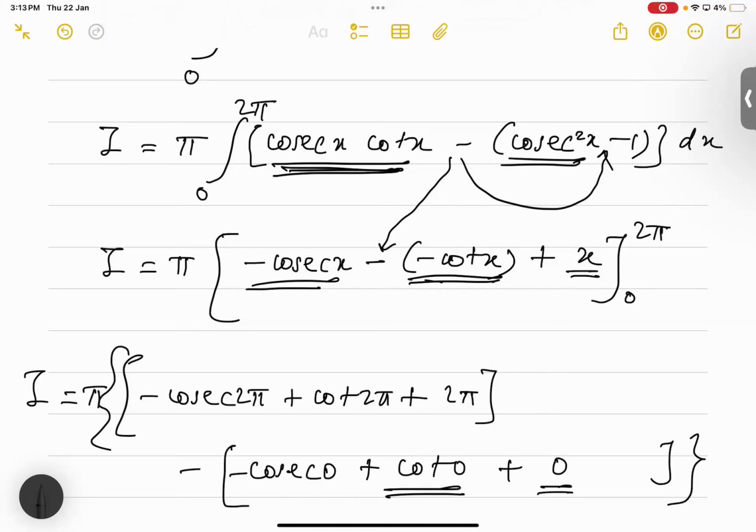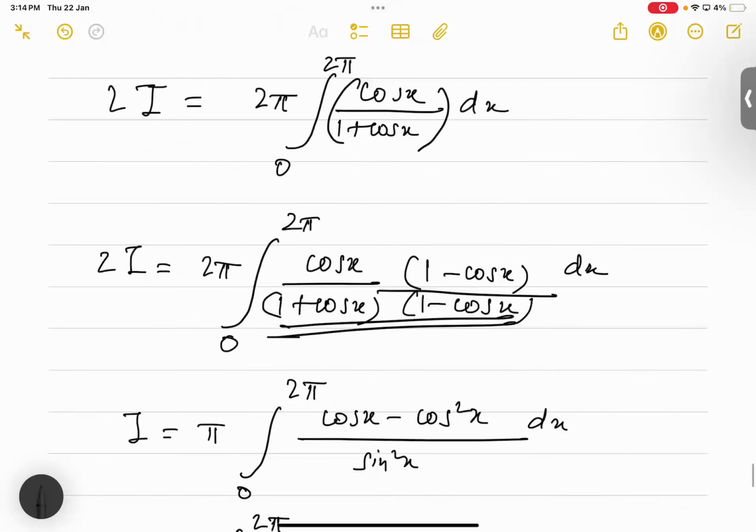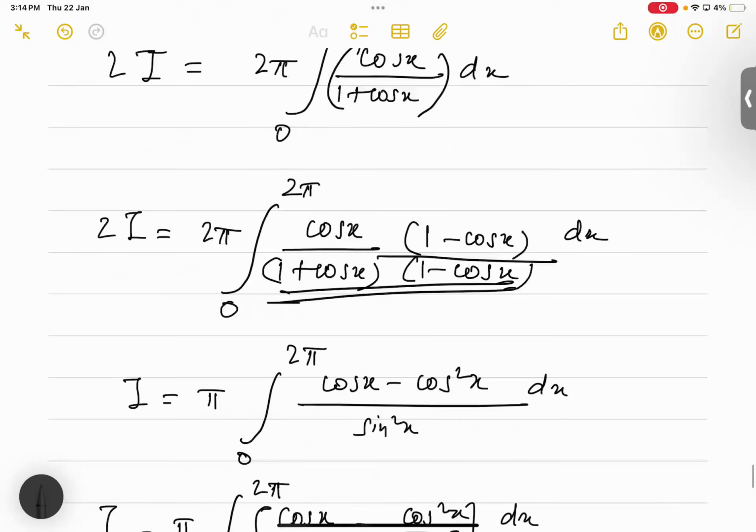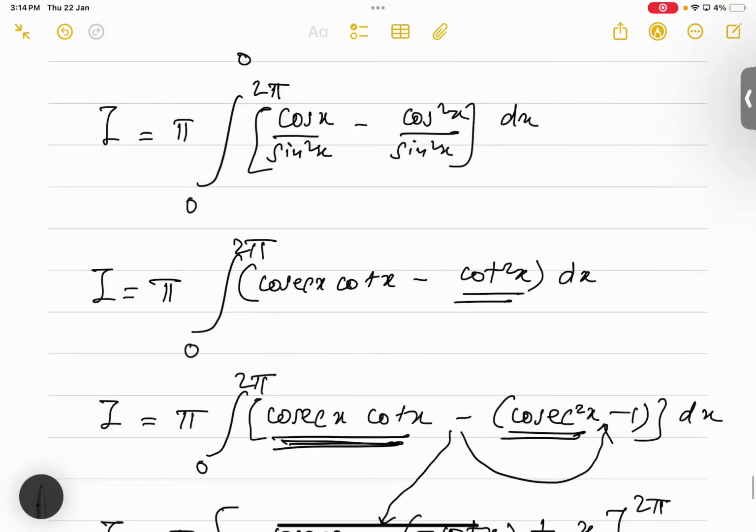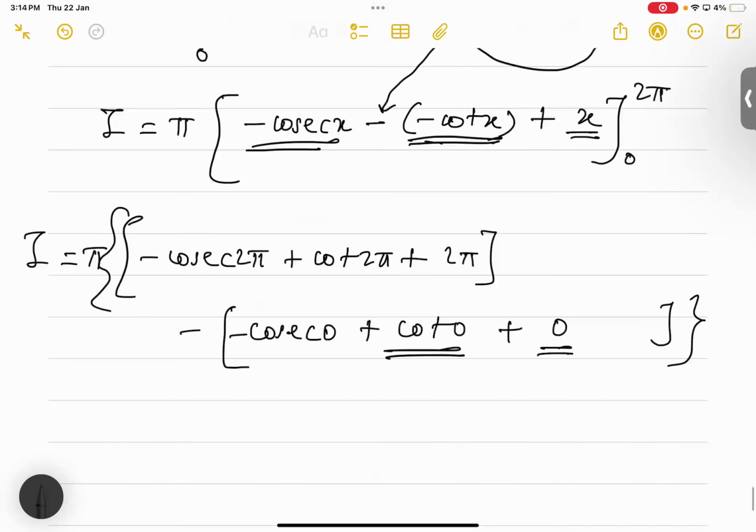Not defined. Cosec 2 pi is not defined. Okay, we got a not defined, which means this method is incorrect. So you're getting 1 minus 1 plus 2 pi. 1 is minus not defined and 1 is plus not defined, but not defined is not defined.